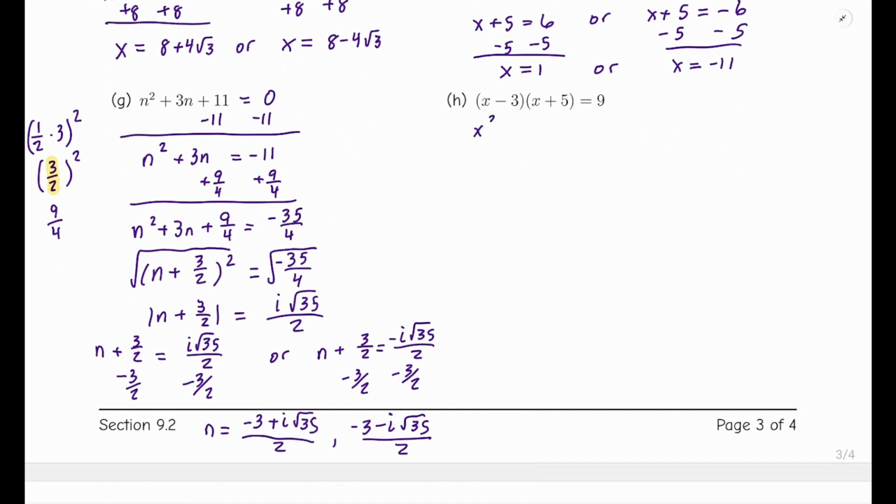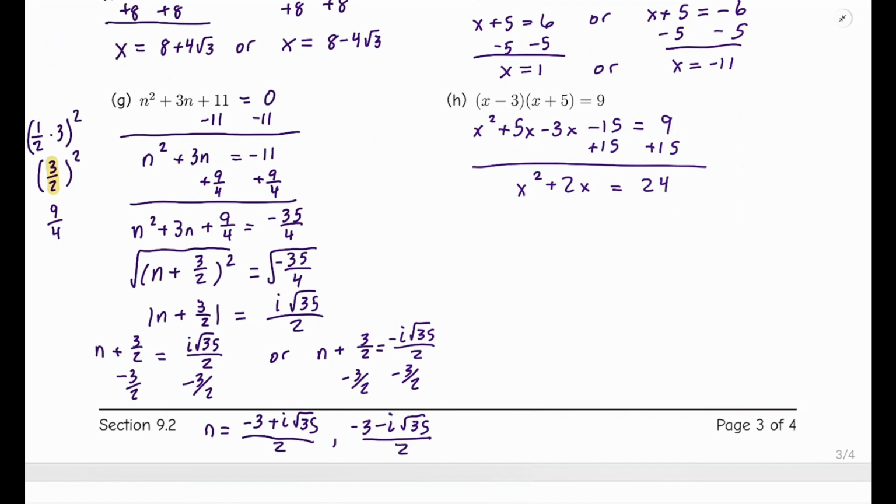So we get x squared plus 5x minus 3x minus 15 is equal to 9. And now, just like in the previous two parts, I want to get rid of that constant. So I'm going to add 15 to both sides. So we get x squared plus 2x equals 24.